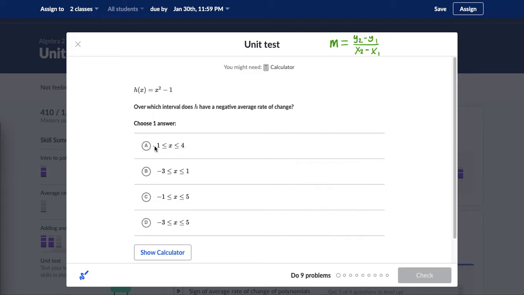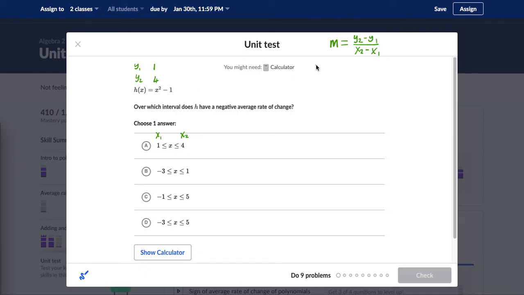Okay, so let's check the first one. Let's check A for a second. So if we were to say that this is x2 and this is x1, and by plugging in 4 for here, we'd have y2, and by plugging in 1 for here, we'd have y1. Okay, so let's see how that works. It's probably worthwhile to work out y2 and y1 first. So let's try that out.